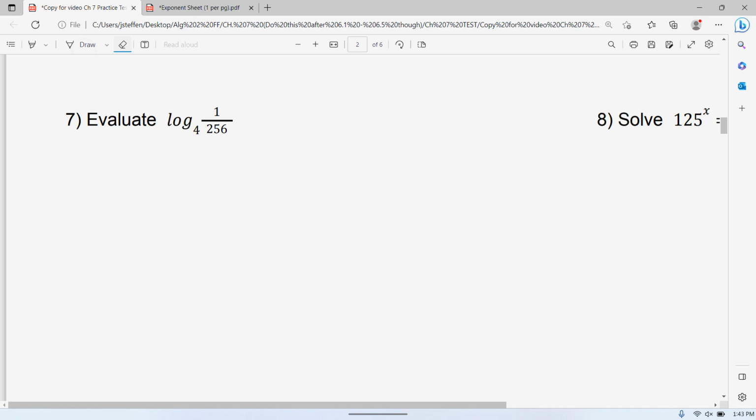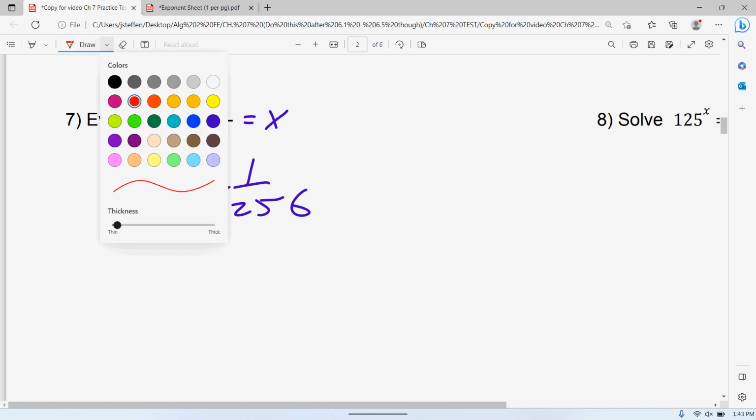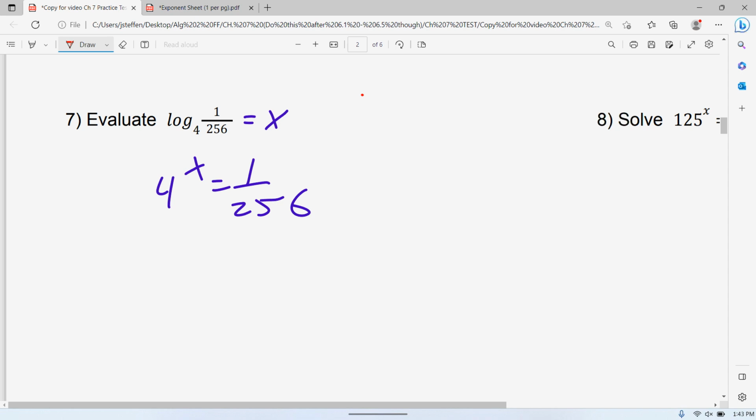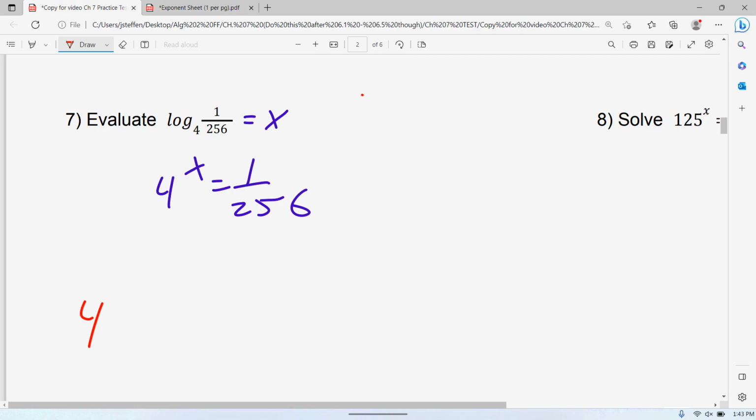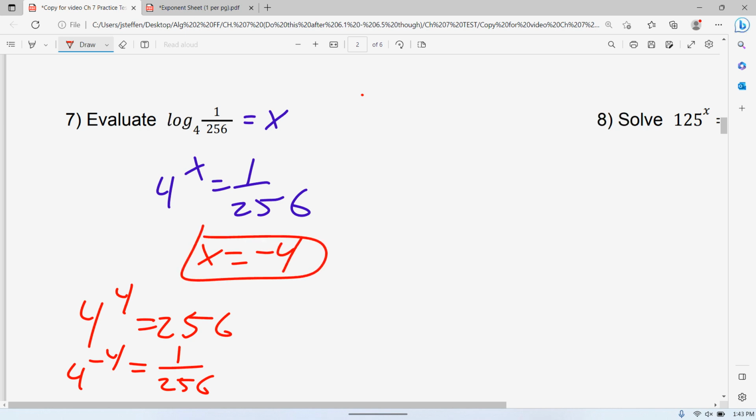Like this, equal to x is equal to 6. A couple different ways to do this one. The best way to do this is to realize 4 to the fourth is 256. Positive 4 is 256. But to get it to be 1 over 256, it's got to be negative 4. We talked about that in class, but every time you have a negative exponent, that just puts it into the denominator. So 4 to the -4 is the same thing as 4 to the +4, just put in the denominator. That's why it's 1 over 256.